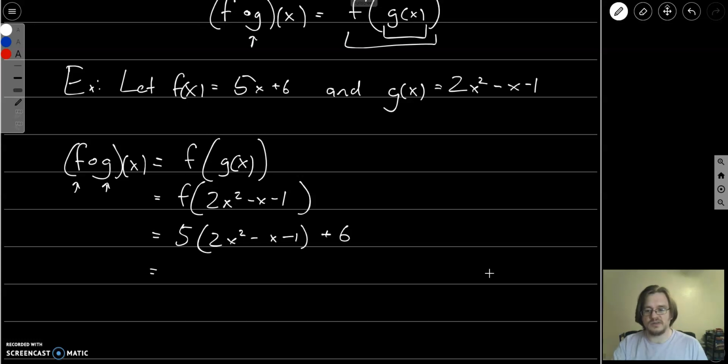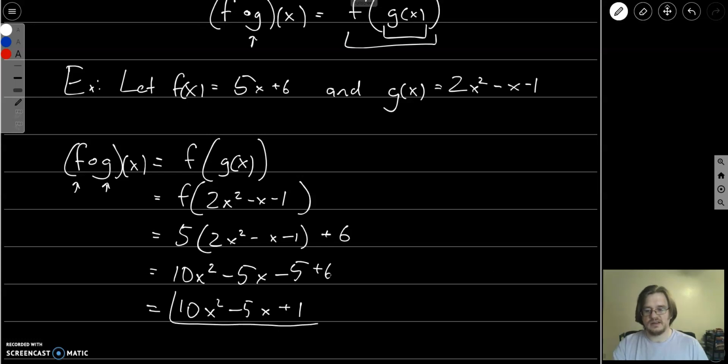So I just need to distribute the 5. 5 times 2x squared is going to be 10x squared. 5 times negative x is negative 5x. 5 times negative 1 is negative 5, plus 6. And we have two like terms, so we'll simplify that. Minus 5 and plus 6 is going to be plus 1. So here is our simplified answer for f composed with g. We plug x into g and then into f.